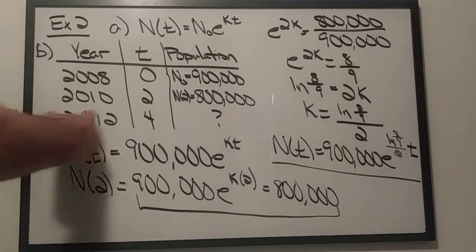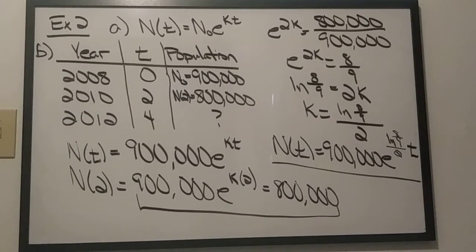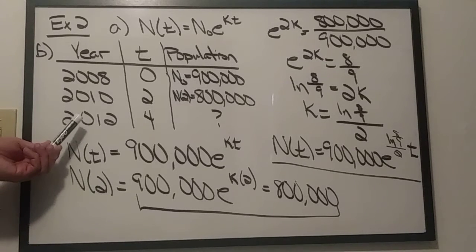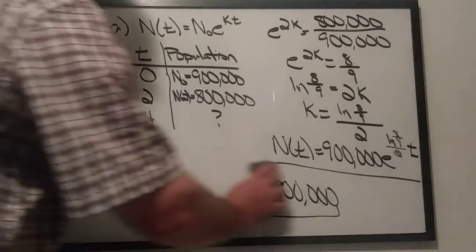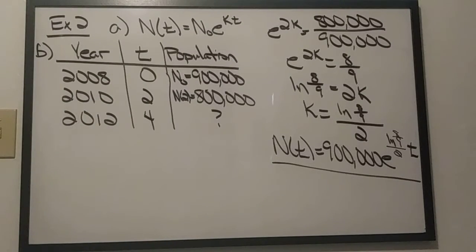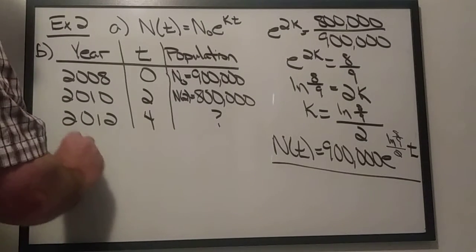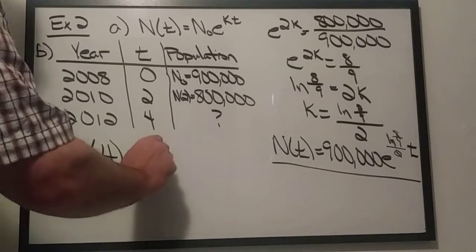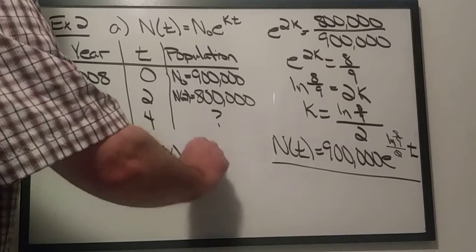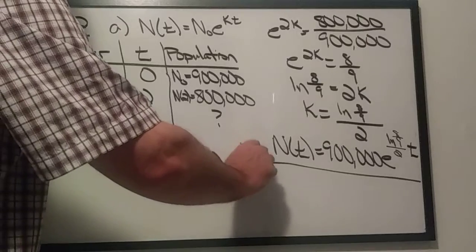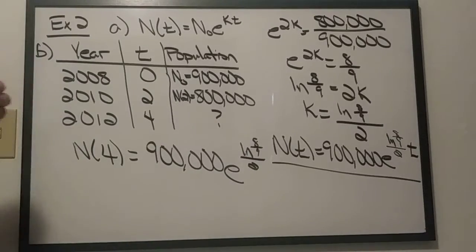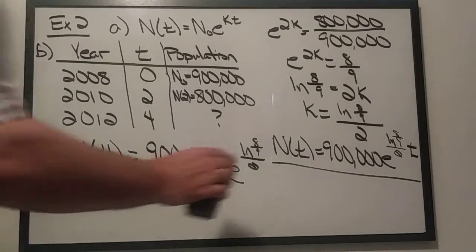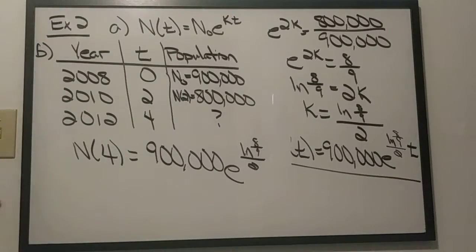So let's go ahead and finish off the problem. Coming back to my table then, they're asking me for how many people are in this city when we have year 2012. But again, remember that's associated with a t value of 4. So what that means is that this problem's asking me to plug in 4 into this function. So let's do that. N of 4 then is going to be 900,000 e to the natural log of 8 divided by 9, all divided by 2, times t, and that t is going to be 4 here. So let's go ahead and put times 4.